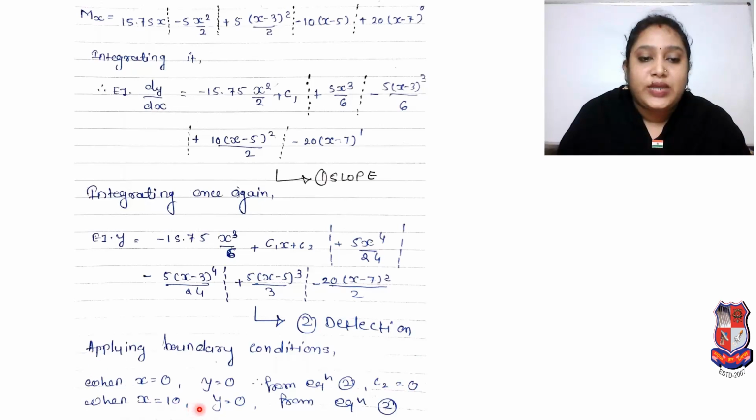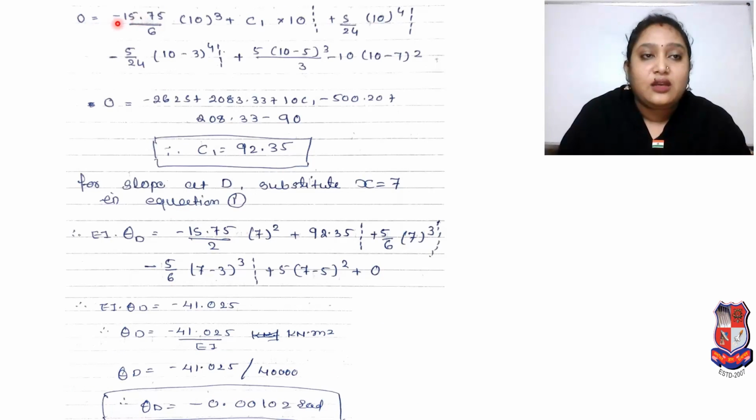Now when x is equal to 10 and y is equal to 0, then from equation number 2, what we will get? Here y was there, so that term is 0, and here whenever you are seeing the 10, it is the x. So in place of x we put the value, and what we got? Minus 15.75 by 6 in bracket 10 raised to 3 plus c1 into 10 plus 5 by 24, 10 raised to 4 minus 5 by 24 in bracket 10 minus 3 whole raised to 4 plus 5 in bracket 10 minus 5 whole raised to 3 divided by 3 minus 10 in bracket 10 minus 7 whole raised to 2.